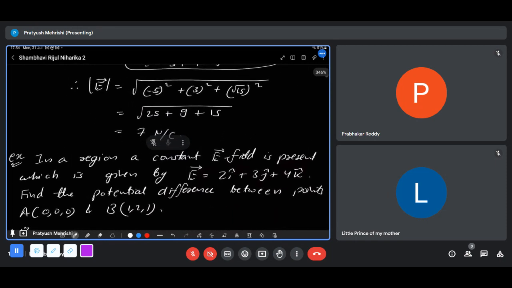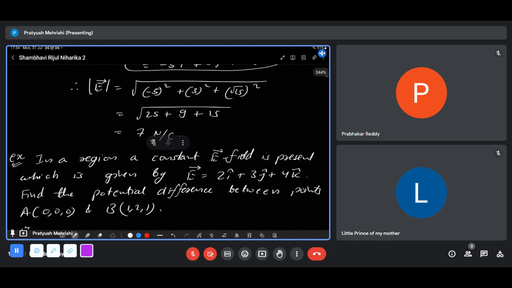Now, next question. In a region, a constant electric field is present, which is given by 2 i cap plus 3 j cap plus 4 k cap. See, this is the electric field which is given to us, already present in this region. Find the potential difference between the points A and B. Solve it now.